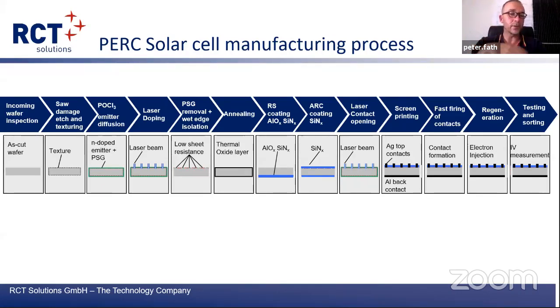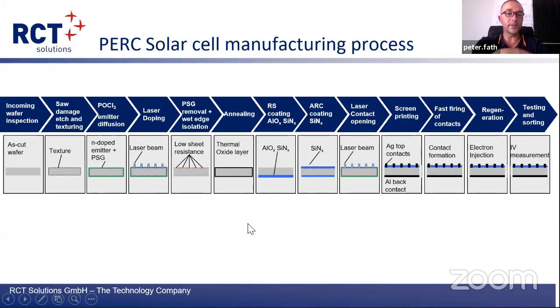So we are using a water solution. And then after all this stuff is cleaned, we are putting it into a furnace, which is called emitter diffusion. So we are putting all these 1,000 pieces of silicon wafers into a big quartz tube. We are putting POCl3 chemical in a gas stream into it.